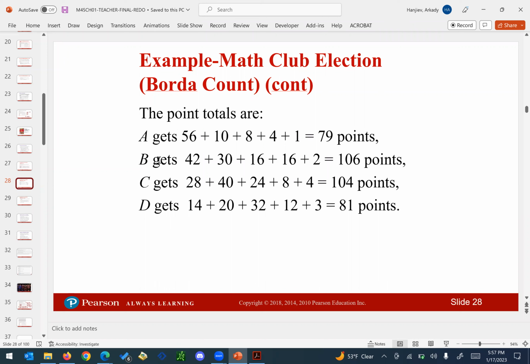Whoa, hold on, this is crazy. B, Boris, if you tally all the points for Boris, he actually gets 106. He becomes the president. Carmen comes in and she is 104. Actually, Boris beats Carmen. Whoa, okay. So D, Dave still gets the second to last place now. So it gets 81.